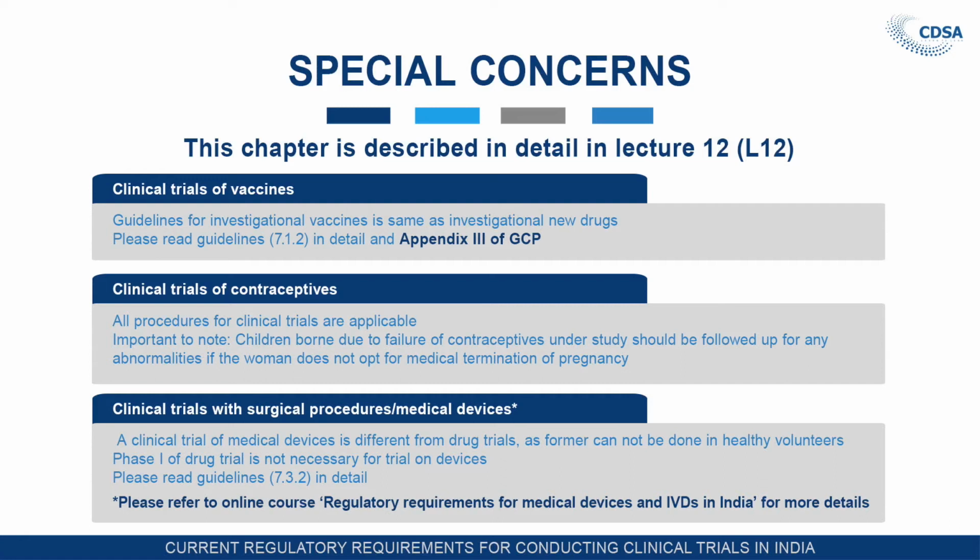So please read the guidelines which are provided, and also read Appendix 3 of GCP, which has detailed descriptions. For clinical trials of contraceptives, all procedures of clinical trials are applicable whenever you are doing any contraceptive related clinical trial. The important note for this is that any children born due to failure of contraceptive during the trial should be followed up for any abnormalities. And if the woman doesn't opt for a medical termination of pregnancy, she is to be specifically cared for.